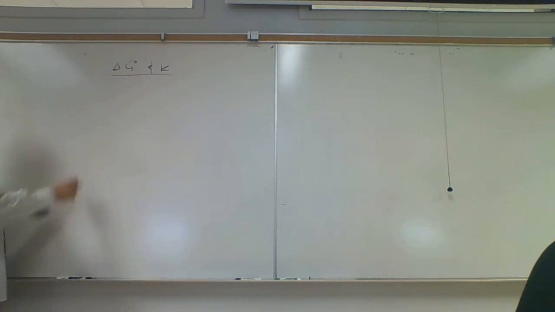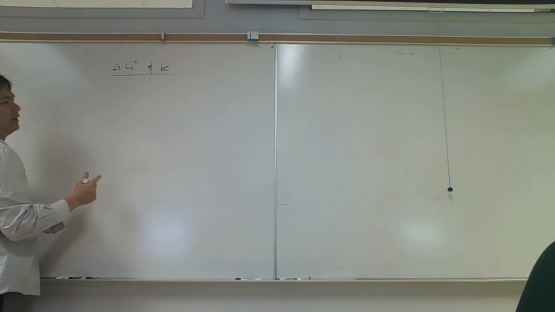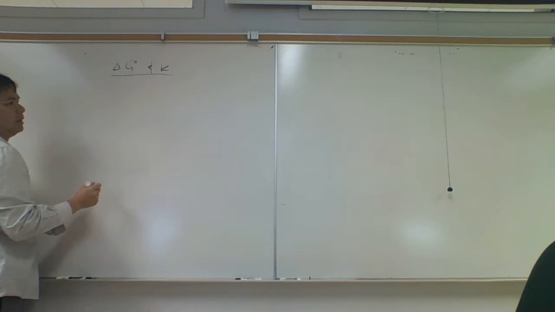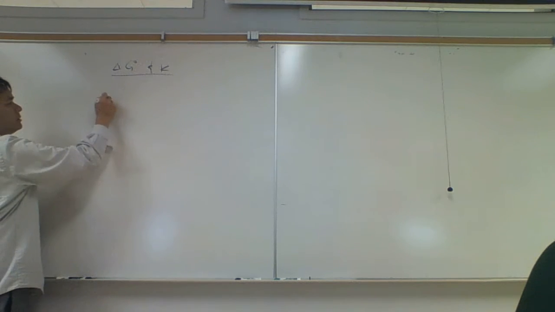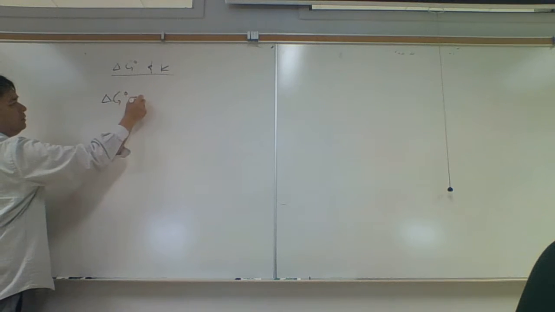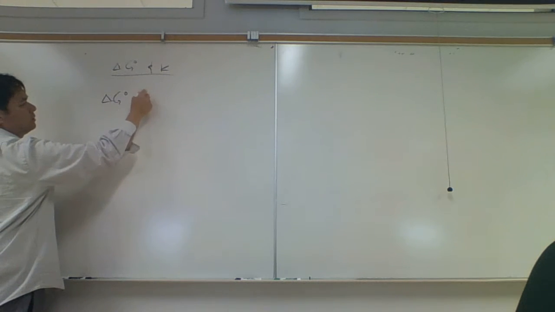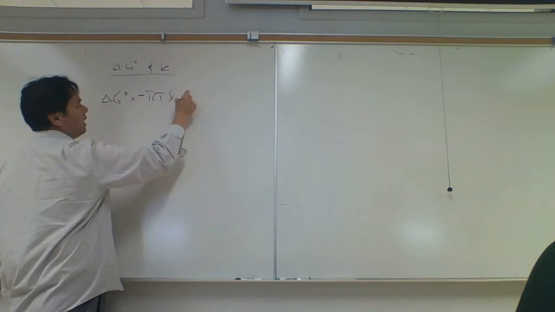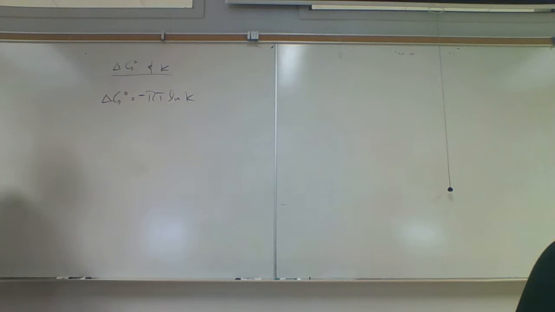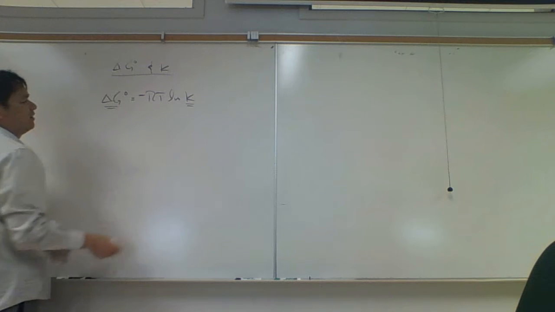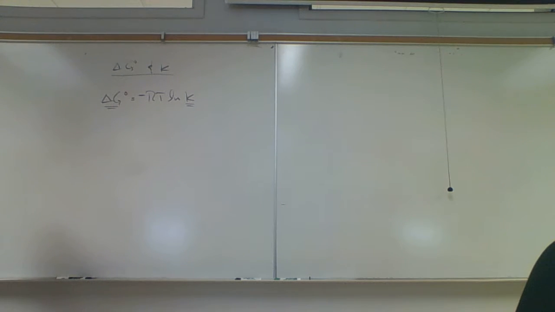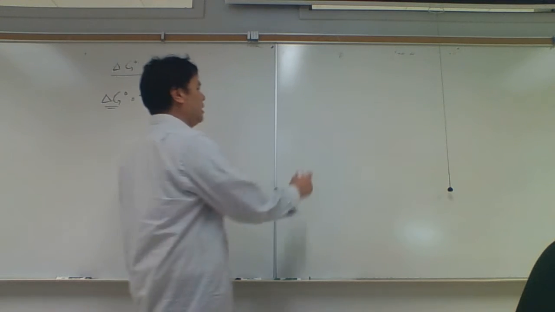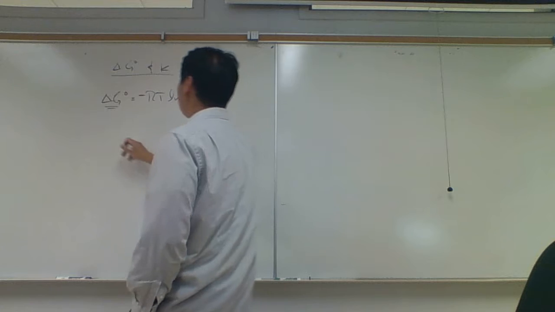But it turns out there is a relationship between delta G naught and K. Delta G naught is equal to minus RT ln of K. I'm not going to go through the whole derivation of this. Here we can see how K and delta G are related, and we can see some numbers when we do some calculations. So let's do some of the calculations right now to figure out what K is.